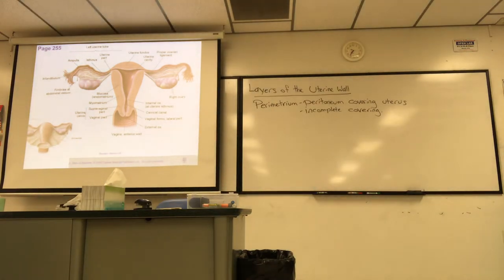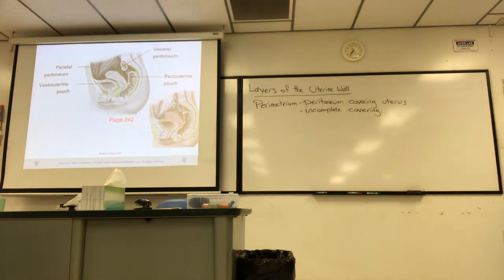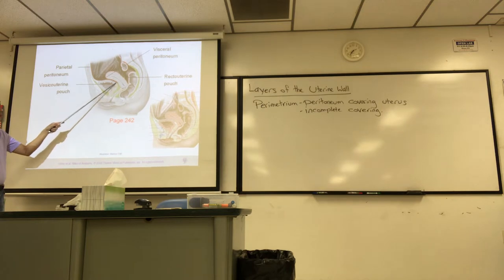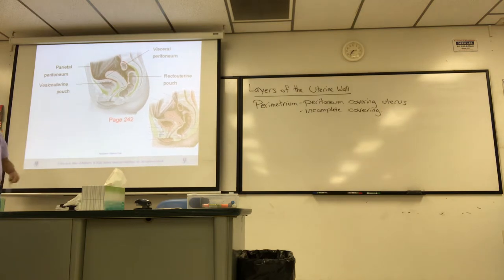I want to go back to another slide to show you what I mean by that. This is kind of like one slide back. So it's the red line that is this covering that I'm talking about. There's the peritoneum, and it kind of folds in there. When it covers the uterus, that's the covering. So you can see it doesn't cover at all, right? It kind of stops there and it stops there. So that's what I mean by incomplete covering.